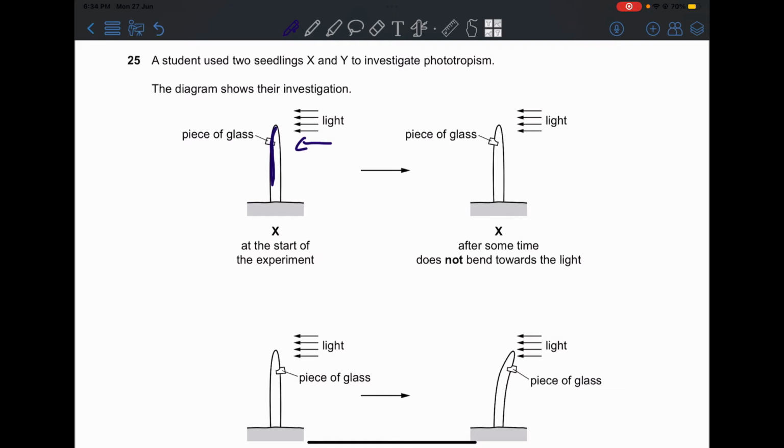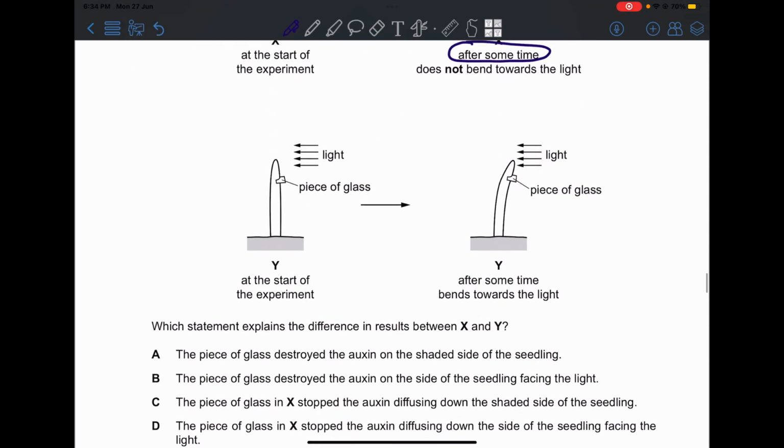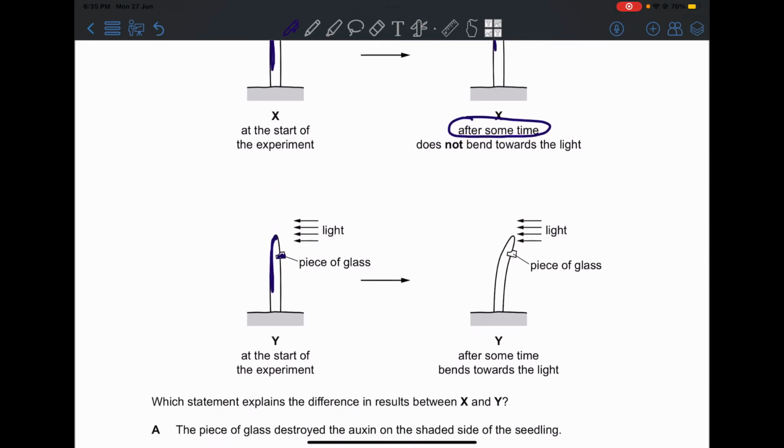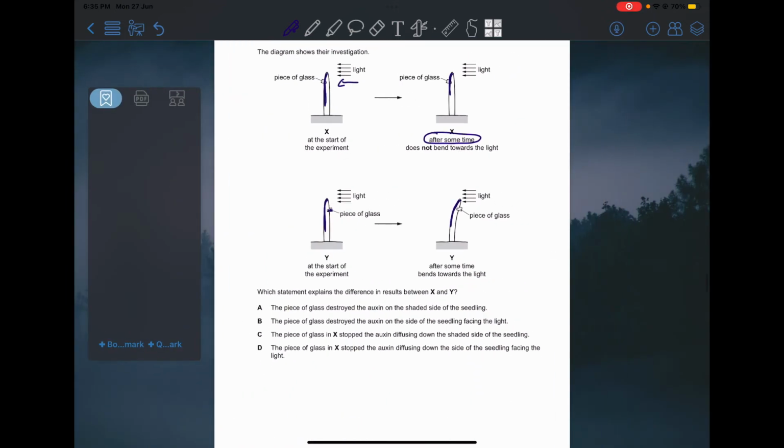So it's not actually going to bend towards the light after some time because the piece of glass was in the area where there was oxygen. So it's going to affect the oxygen and it's not going to bend at all. So in Y over here, it was actually in the opposite side, and the oxygen is still going to accumulate in the shady area because it's the same direction of light as X. It's still coming from the right side, and the oxygen is supposed to accumulate in this area on the left side. So over here, yes, it did bend because the oxygen was still over here and there was no piece of glass in this side. So let's read the options.